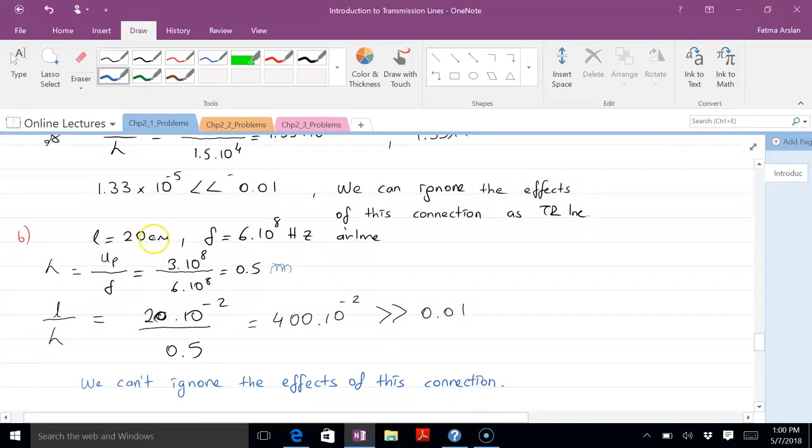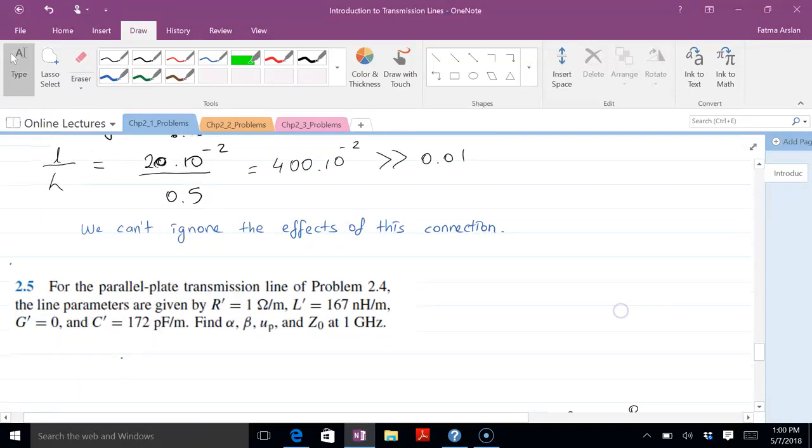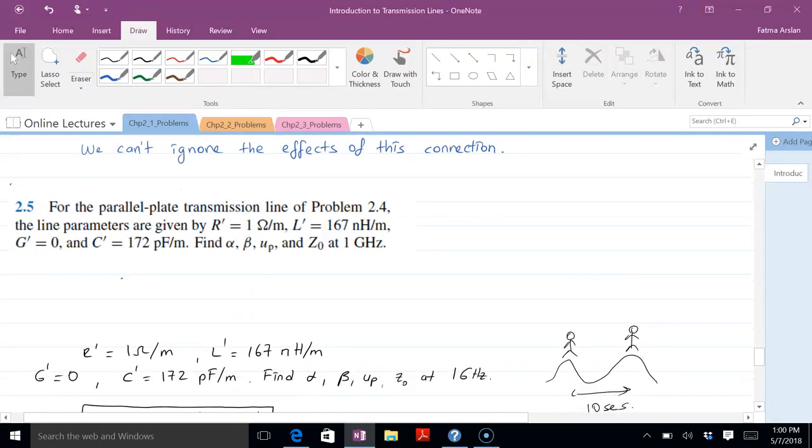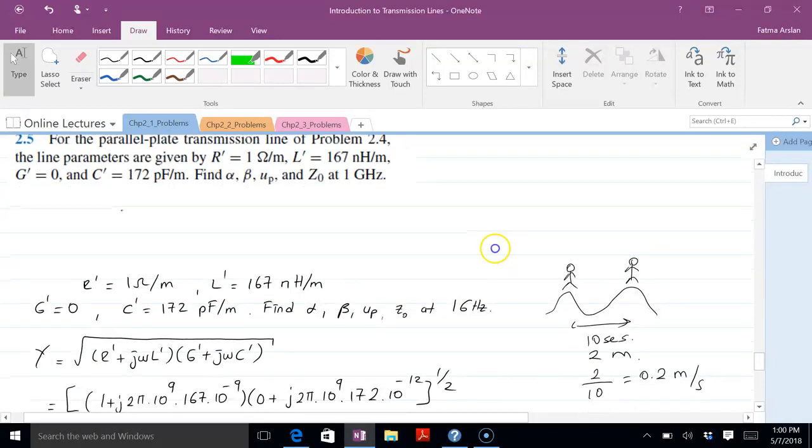So even though the length is the same and short, which is 20 centimeter, when we increase the frequency, we really need to account for the effects of our transmission line. You don't even need to call this a transmission line. This is really a connection. But since it becomes effective, it may look like a transmission line.